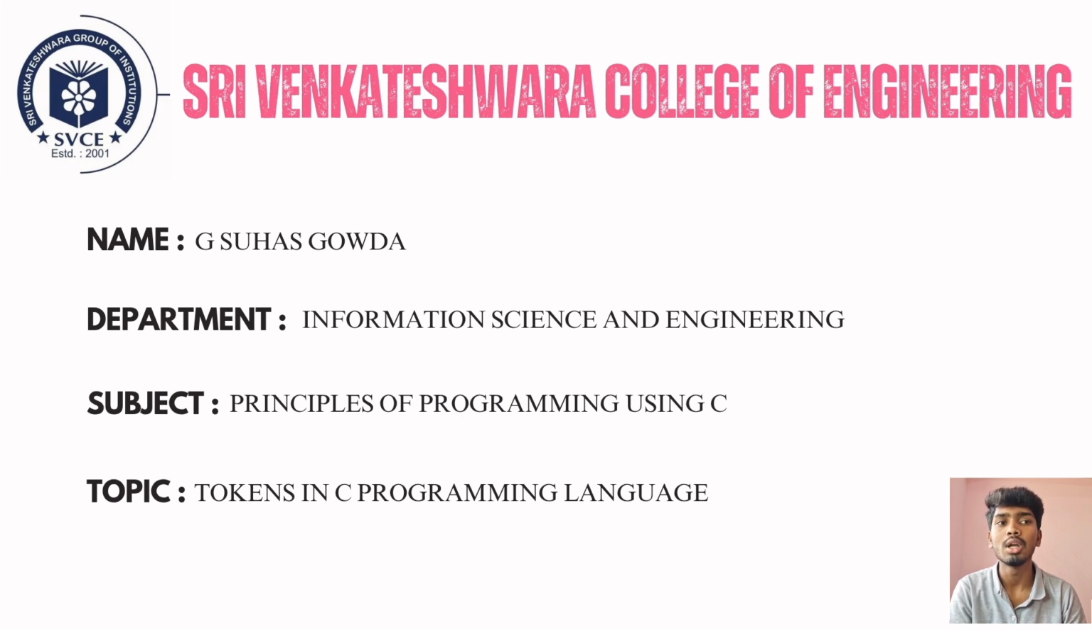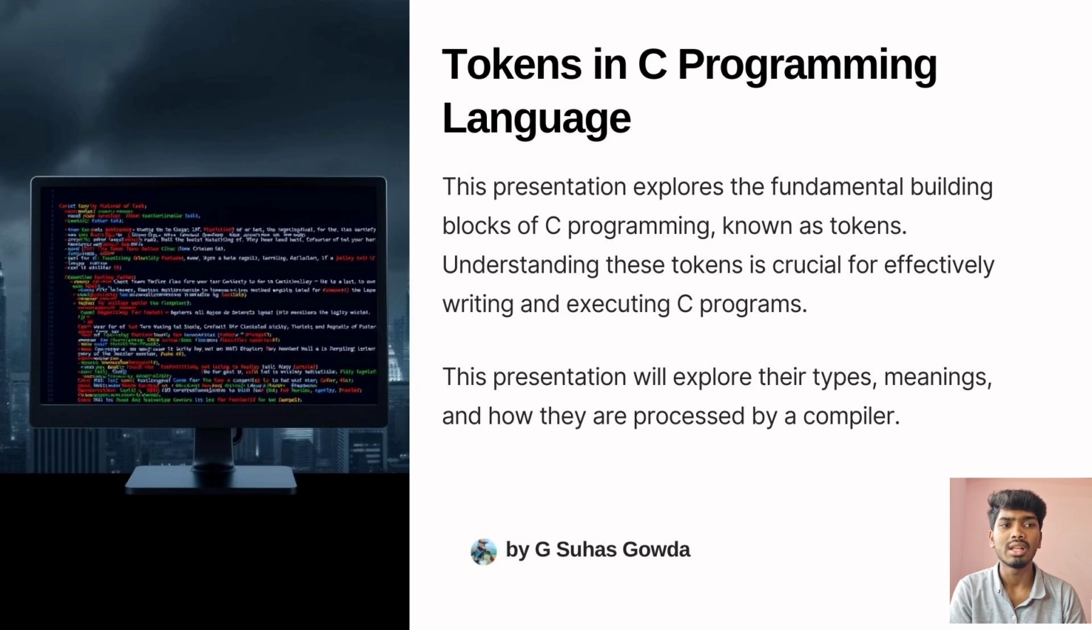Explain on the topic tokens in C programming language. Tokens in C programming language include the fundamental building blocks of C programming known as tokens. Understanding these tokens is crucial for effectively writing and executing C programs. The presentation will explore their types, meanings, and how they are processed by a compiler.